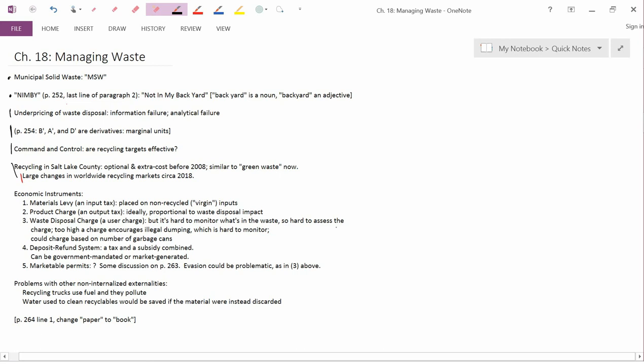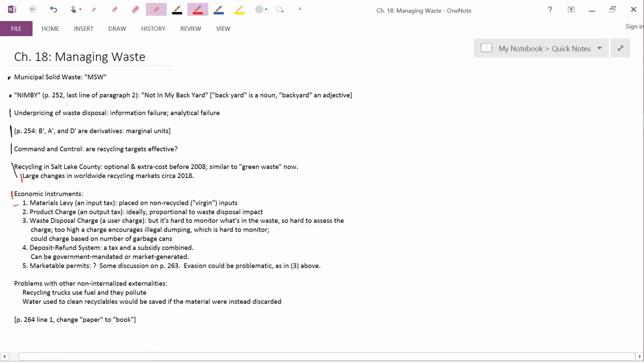So, how do we control waste? Well, we already talked about command and control, but said that command and control was done in what I described as a soft way, using targets, not quotas, when concerning municipal solid waste. How about other economic instruments?